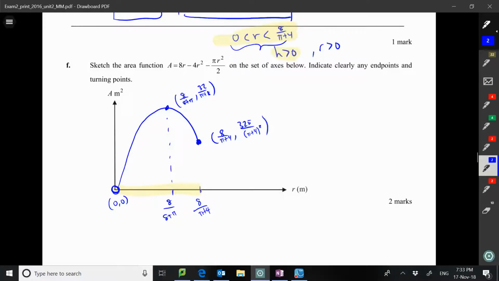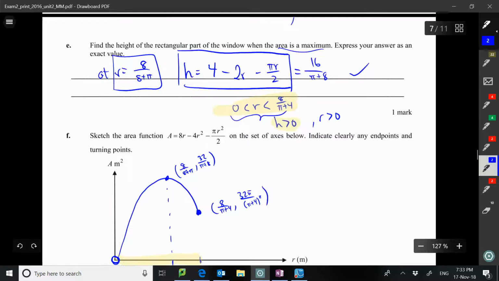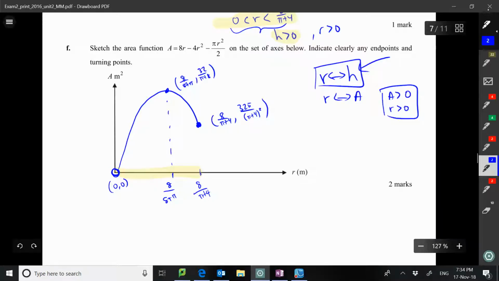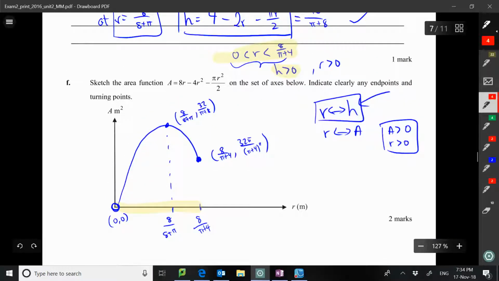So I think, if I remember correctly, in that year, a lot of students would have drawn it all the way down, and that's because they didn't pay attention to the restriction of R and H. Okay, because remember, you have three variables here. R affects H, and then R also affects area. So if you want area to be greater than 0 and R to be greater than 0, we had a certain domain for this. But then we also had to make sure that the domain for R also fits with this one as well. And obviously this one was our victor in the sense that it fits in both conditions.